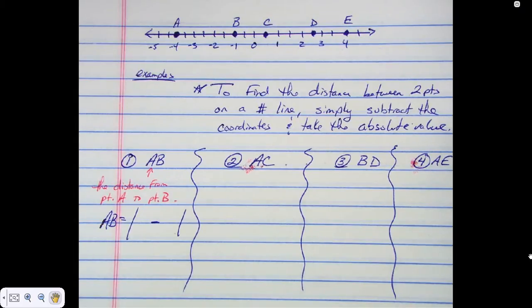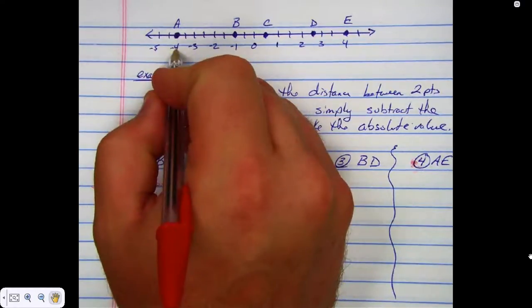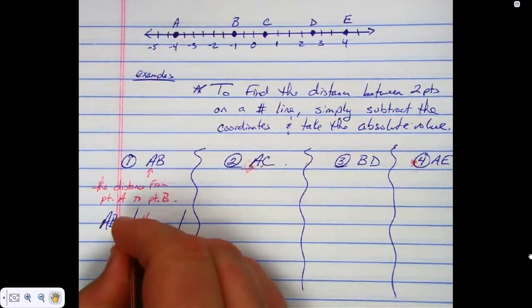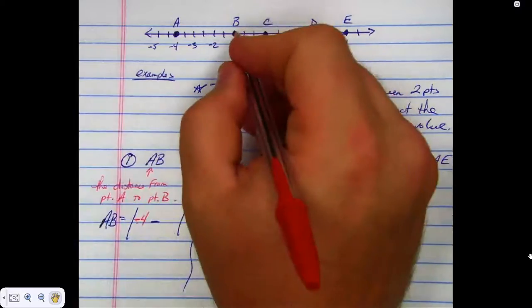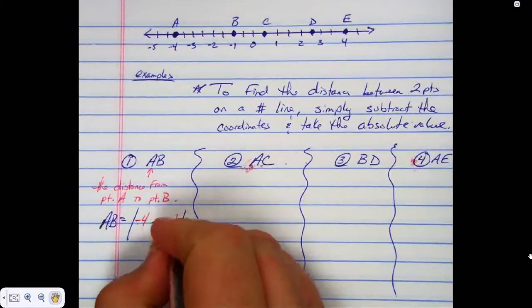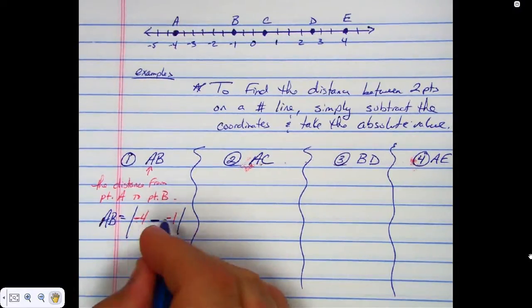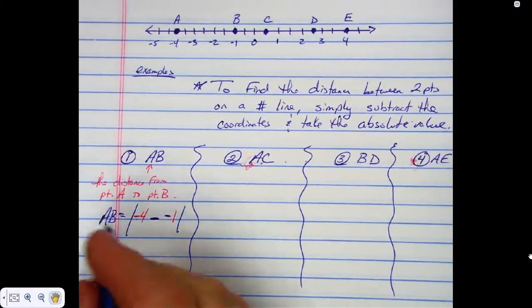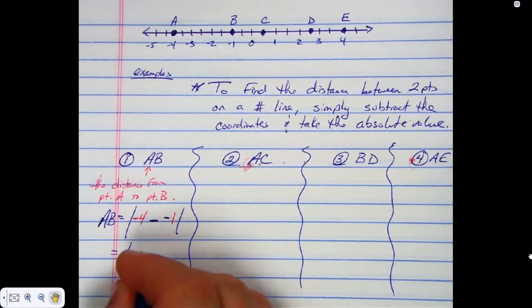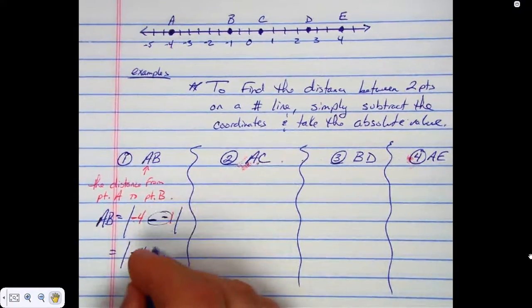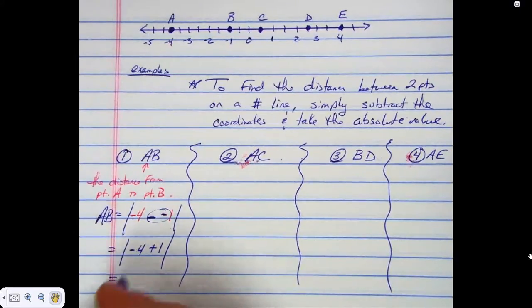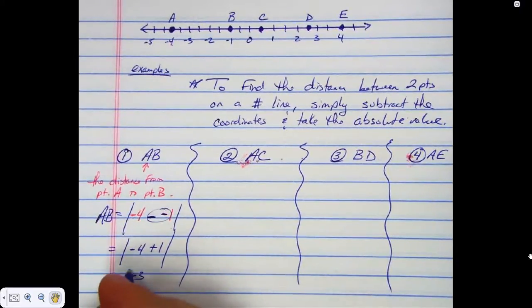So, what are the coordinates of A? A is at negative 4. Now, pay attention. What is B at? I'm going to write negative 1 in here. What jumps out at you? I'm subtracting. This is minus a negative, so what does this actually become? Negative 4 plus 1. The absolute value of that is... negative 3, and the absolute value of that is 3. 3 is your answer. It's okay. Not too hard.